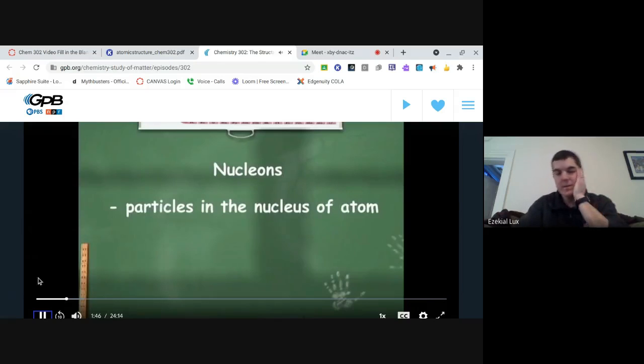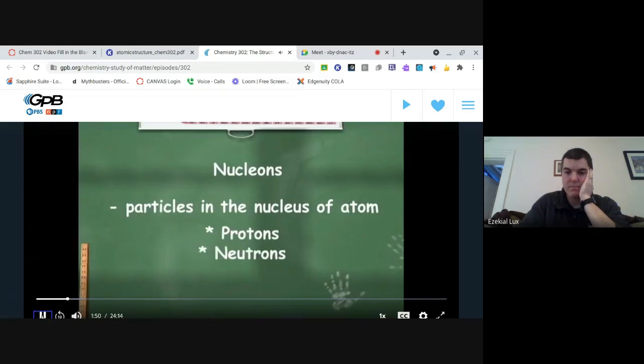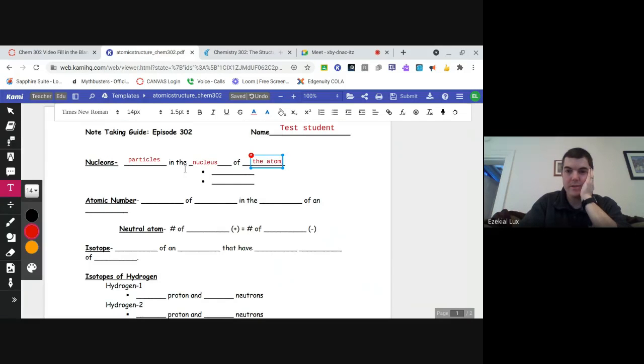The two most important nucleons are the proton and the neutron.